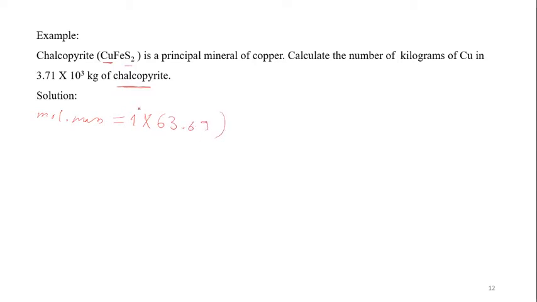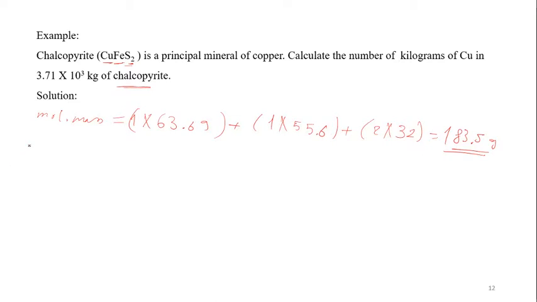63.69, plus the number of atoms of iron, which is 1, multiplied by the atomic mass of iron, which is 55.6, plus the number of atoms of sulfur, which is 2, multiplied by the atomic mass of sulfur, which is 32. That would be equivalent to 183.5 grams.